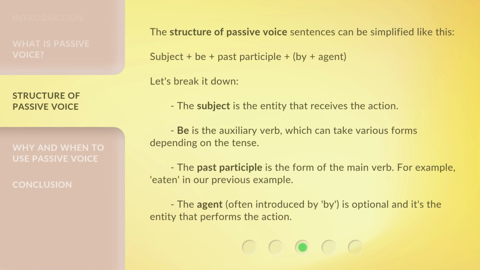The structure of passive voice sentences can be simplified like this. Subject plus be plus past participle plus by plus agent. Let's break it down. The subject is the entity that receives the action. Be is the auxiliary verb, which can take various forms depending on the tense. The past participle is the form of the main verb. For example, eaten, in our previous example. The agent, often introduced by "by," is optional and it's the entity that performs the action.